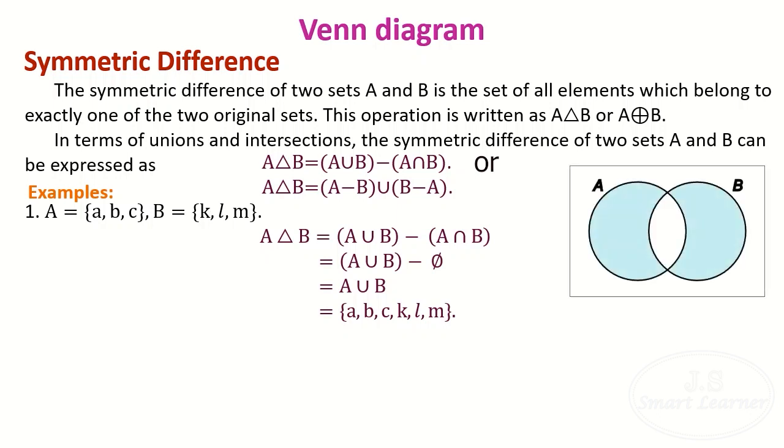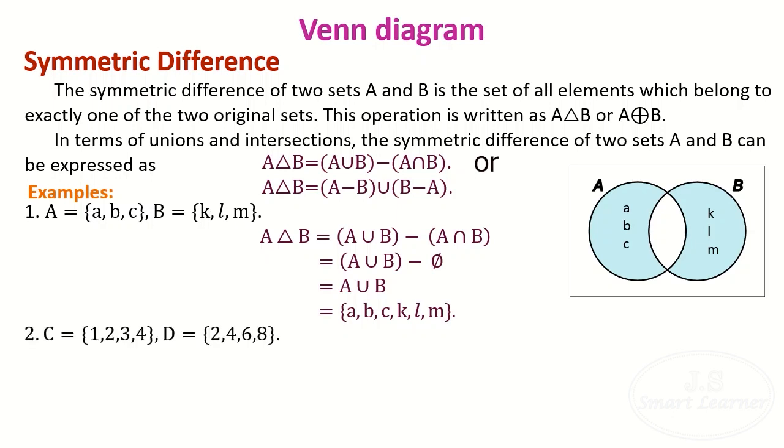Let us see the Venn diagram. The intersection of sets A and B is empty because there are no common elements in the sets A and B. So in the Venn diagram, the shaded region is called the symmetric difference of sets A and B.